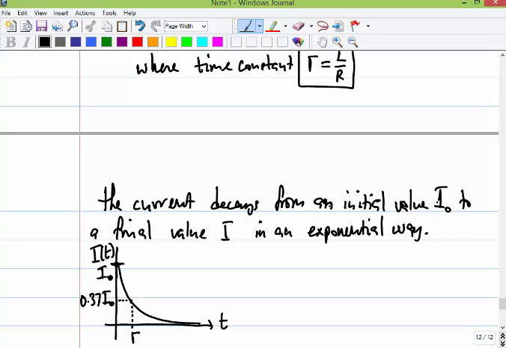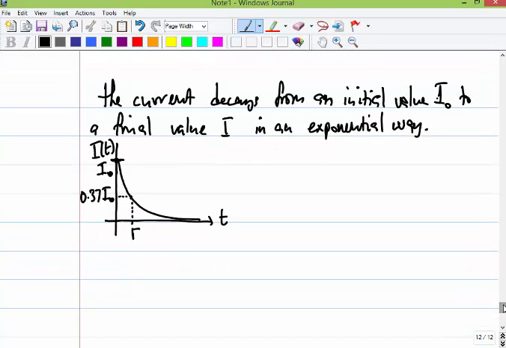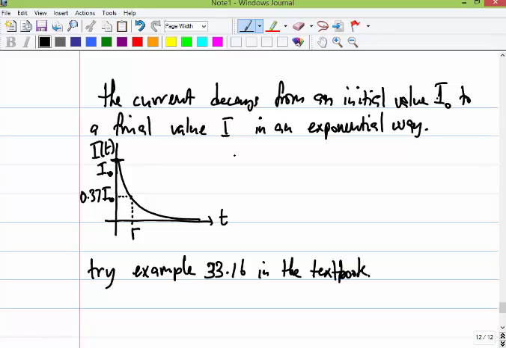So that is the end of the chapter. Try example 33.16 in your textbook. It's the same thing. It uses the same formulas that we've developed here. So try example 33.16 in the textbook. So that's the end of chapter 33.